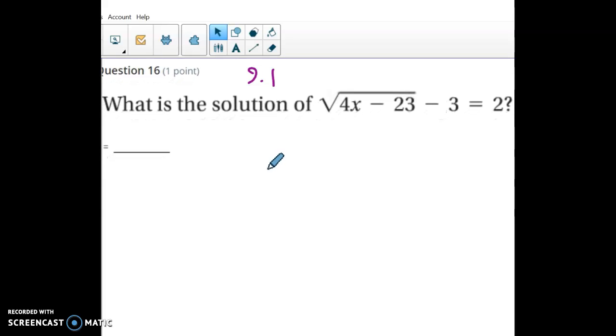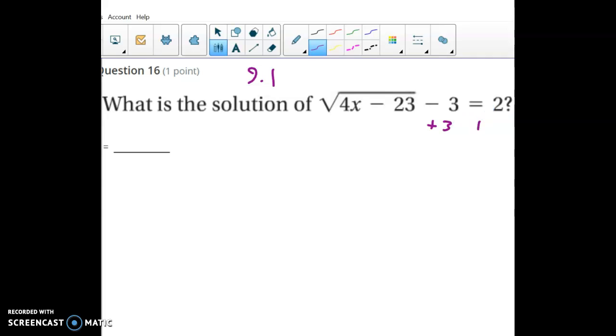Question 16. So to solve this, we're going to need to square both sides because that'll cancel out the square root. The only trick is before we do that, we want to get rid of this minus 3. Otherwise, we'd have to square this entire left-hand side, which would be kind of messy. So it'll be easier to square if we can isolate this square root. So basically, we want to do this first to get the square root part all by itself.